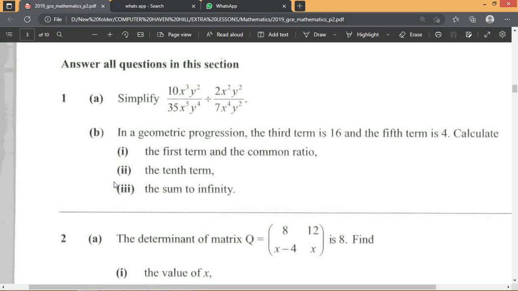Alright, let us continue. We have already answered the first question and we're just remaining with the second question. On the second question, I'm going to help you answer the first part. You need to know that I need your feedback.